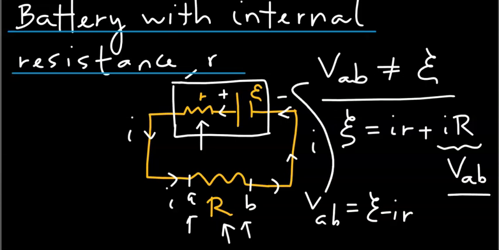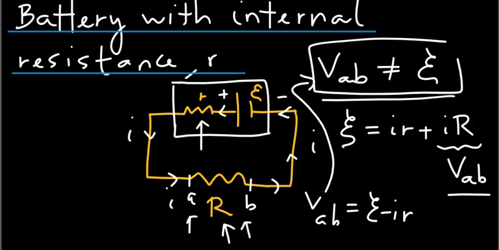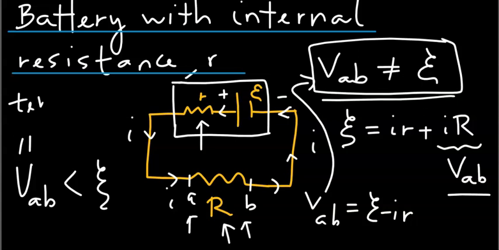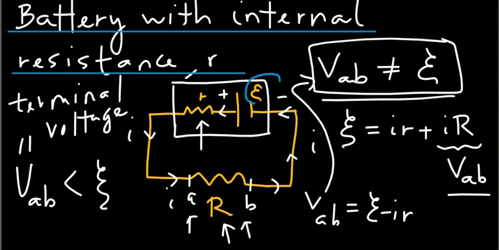Now we can clearly see that VAB is not the same as the EMF. Another thing we can see is that VAB is indeed less than the EMF. VAB is also known as the terminal voltage. So the point is, not the entire EMF from the battery will get to this external circuit, due to the presence of internal resistance inside the battery itself.